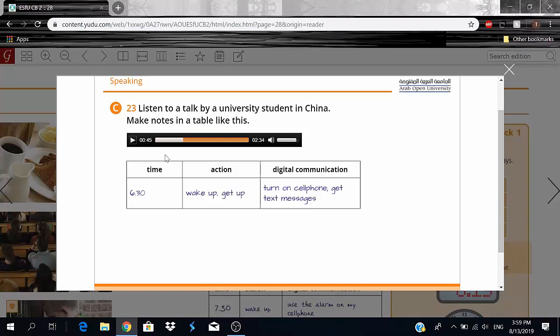Okay, so writing down notes, we now know that we always got to take note of the time, you guys. Remember this. So 6:30, and she said she gets up almost immediately, so wake up and get up immediately. And the digital communication used is she turns on her cell phone and she usually has text messages from friends and colleagues and such. Okay?